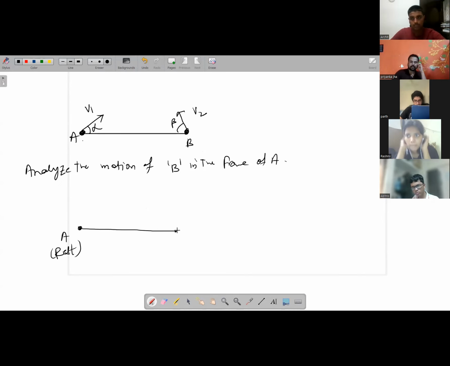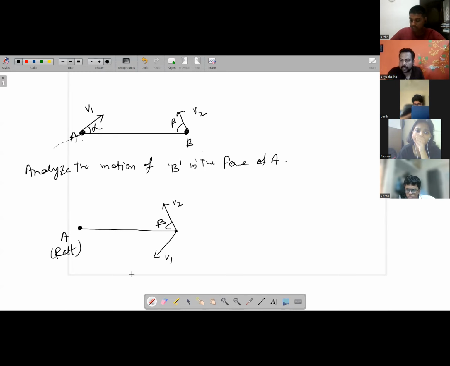So B has this velocity V2 at some angle beta, and you just have to reverse this velocity. If you reverse it, just bring it parallel to this and add it over here. So this will be the velocity of A. That is how we do the relative motion, right? At some angle alpha.